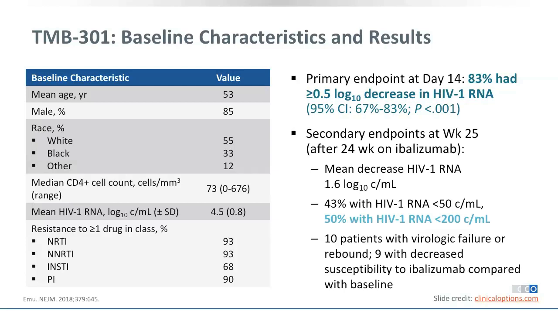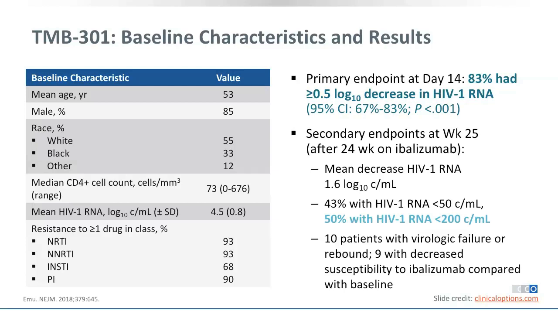On intent to treat analysis, 83% of the patients met a primary endpoint of a 0.5 log 10 decrease in HIV RNA level, at least, 7 days after the initiation of ibalizumab to their failing regimen. And this was statistically significant compared to the viral load they had prior to ibalizumab being added. And then in terms of their week 25 data, when patients had been switched to an optimized background regimen combined with ibalizumab, you can see that they had a mean decrease of 1.6 log 10 copies per milliliter.